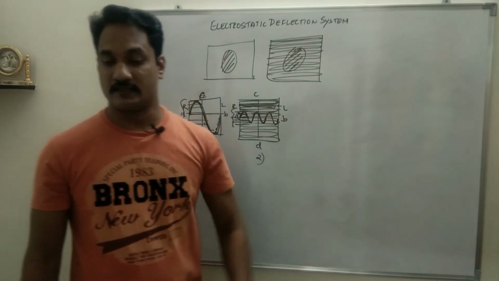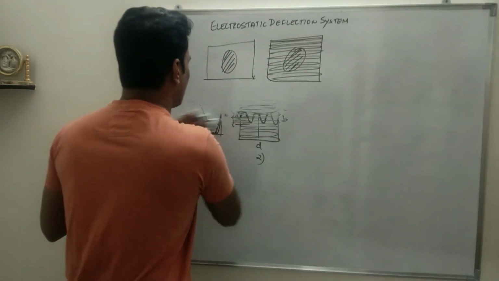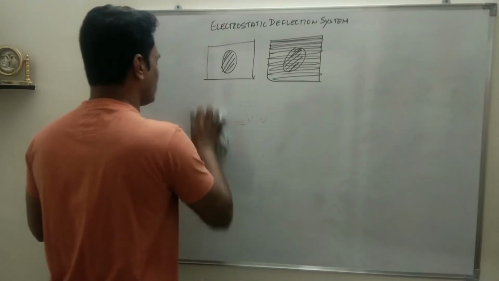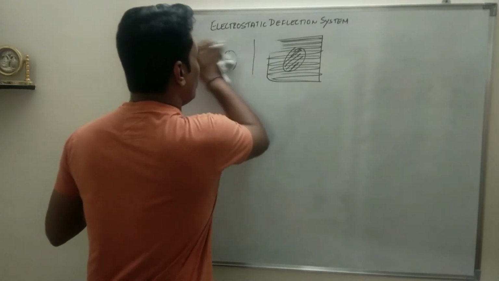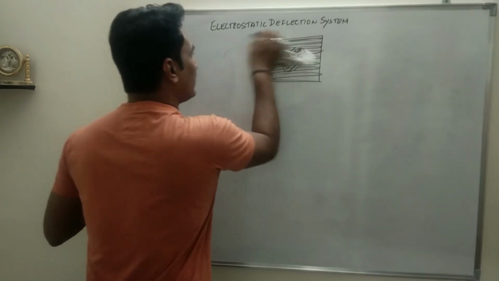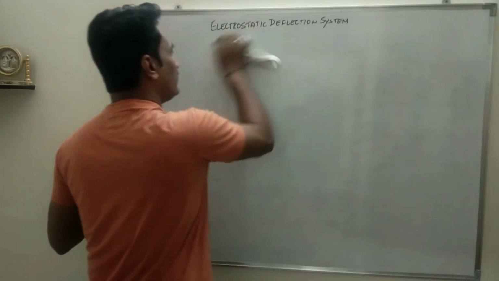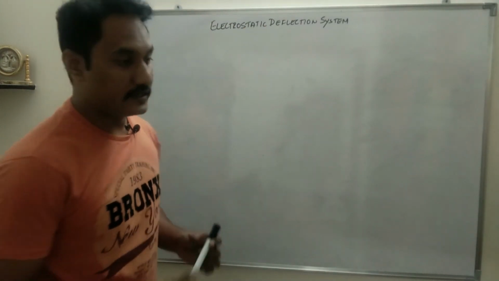Okay, let us now try to understand what is electrostatic deflection system. From the explanation which I gave you now, what we have understood is that the input signal will always be given to the vertical deflection plate.